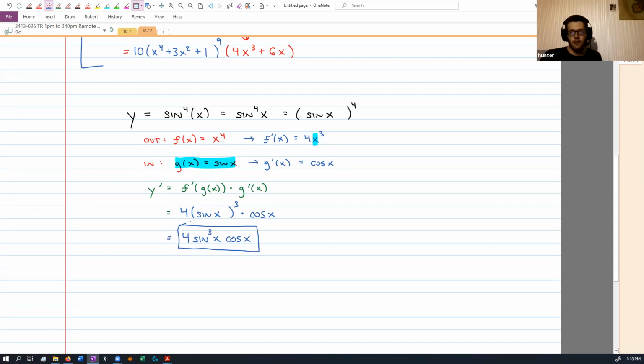Question. On a test, would you want it to be in that last form there? Would I care if you wrote it this way? I would not care. To be honest, in my head, the 3 being outside of the sin x makes more sense.